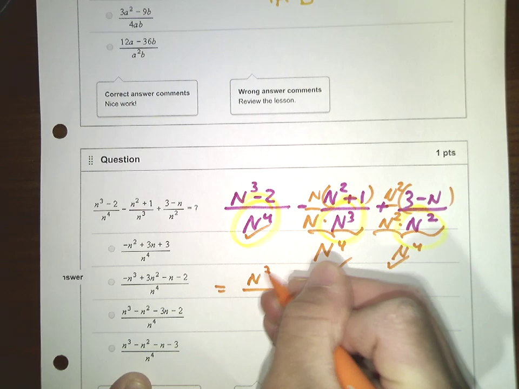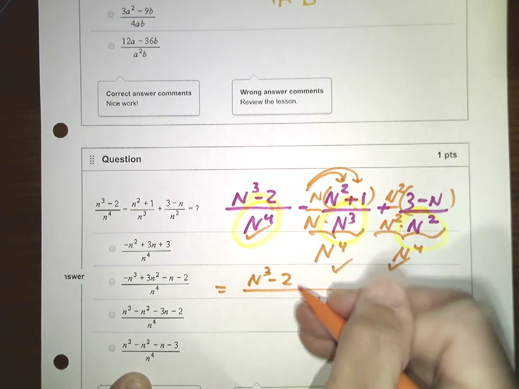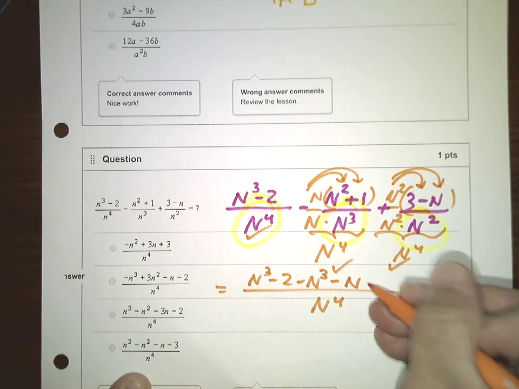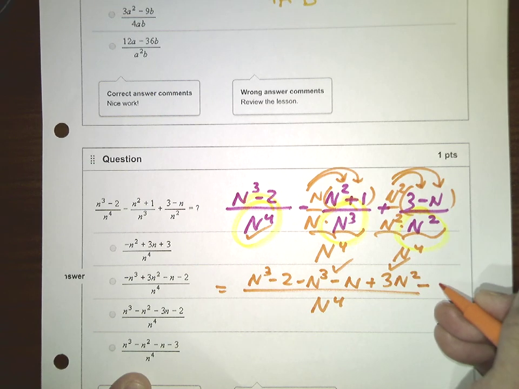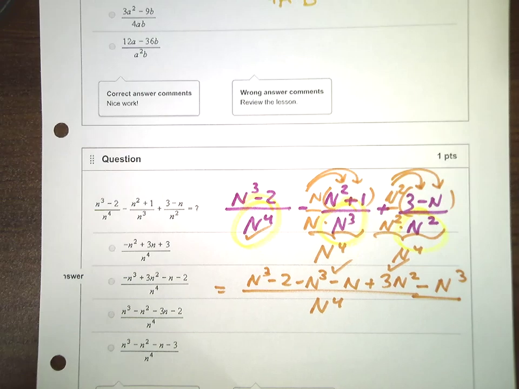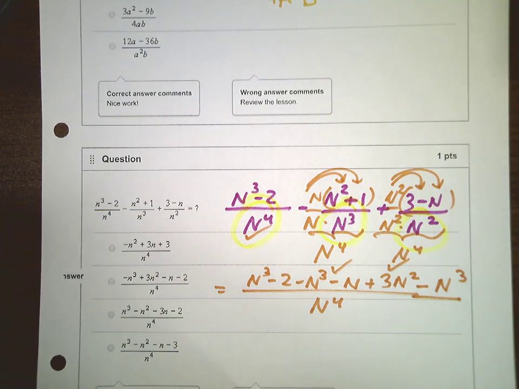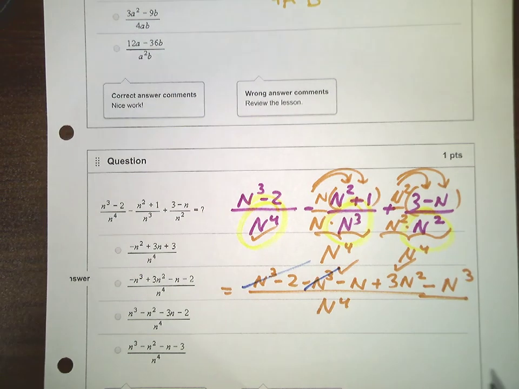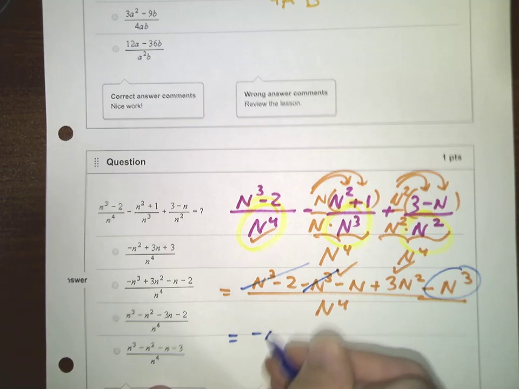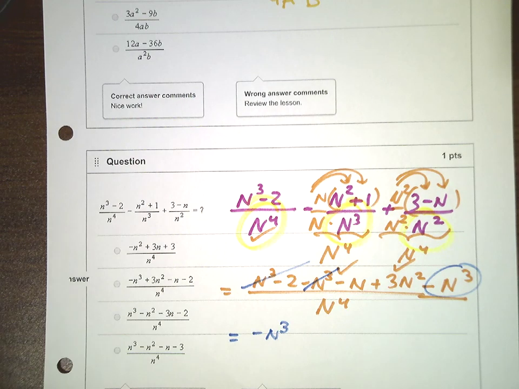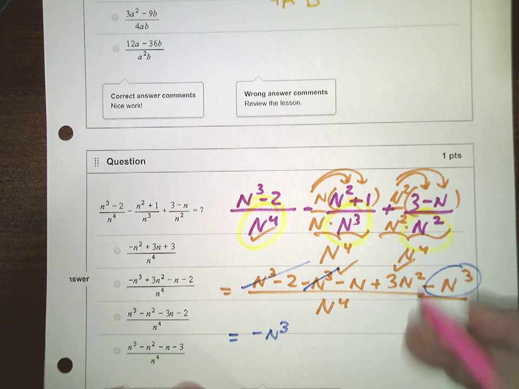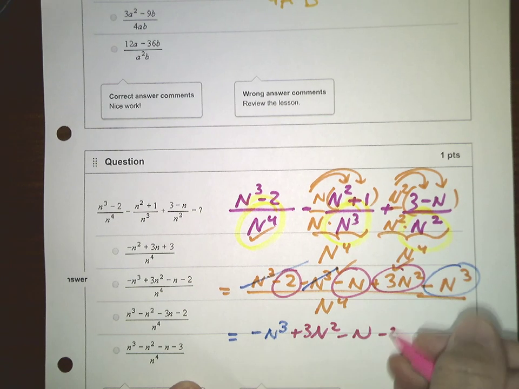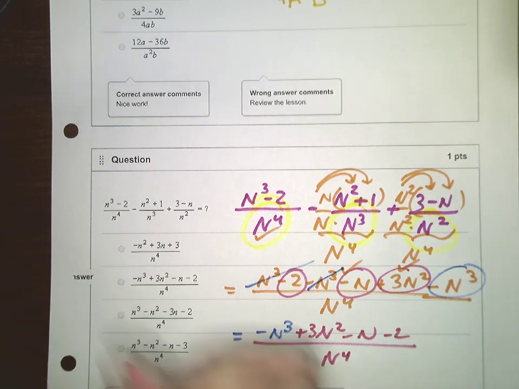So what do I have? I have n cubed minus 2. I'll distribute a negative n, so negative n to the third minus n, and then distribute n squared, so plus 3n squared minus n to the third. So then if I look at what's going on here, I see that if I combine the like terms, n to the third minus n to the third zeroes out, but I still have a negative n to the third here. And then I'm left with, if I write this in descending order, a 3n squared, and then a negative n, and then a negative 2, and then all over n to the fourth, and there is my answer.